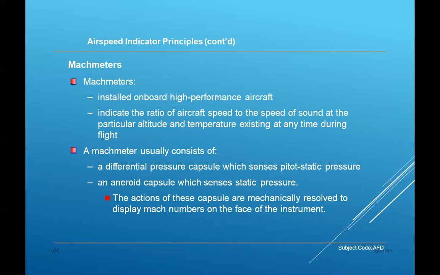Mach meter. A Mach meter is installed on board high performance aircraft, which will indicate the ratio of aircraft speed to the speed of sound at the particular altitude and temperature existing at any time during flight. A Mach meter usually consists of a differential pressure capsule which senses pitot static pressure and an aneroid capsule which senses static pressure. The action of these capsules is mechanically resolved to display Mach number on the face of the instrument.